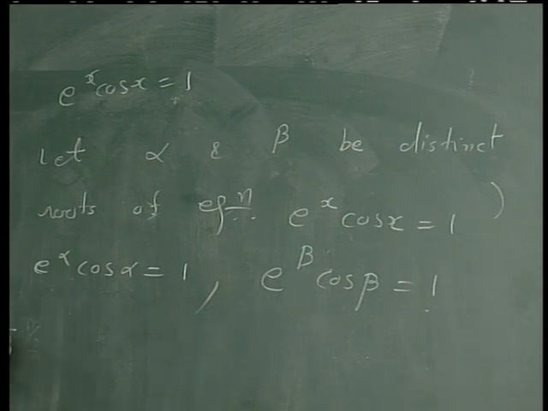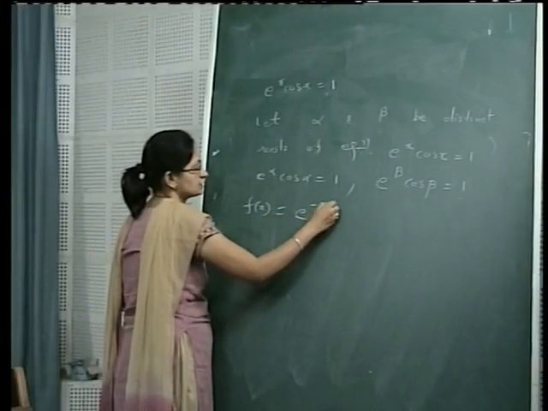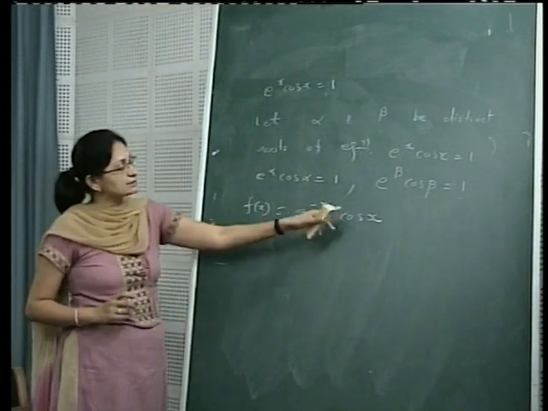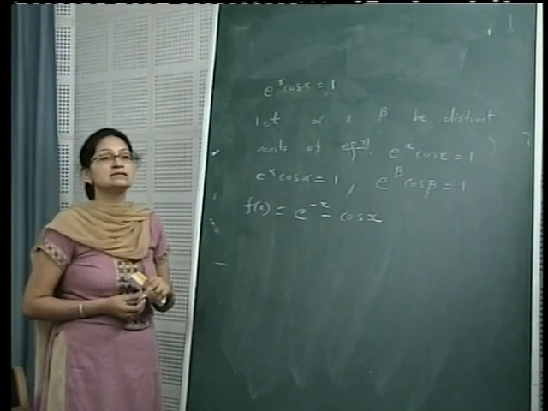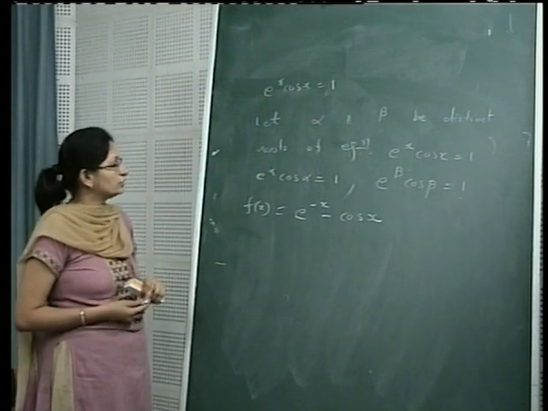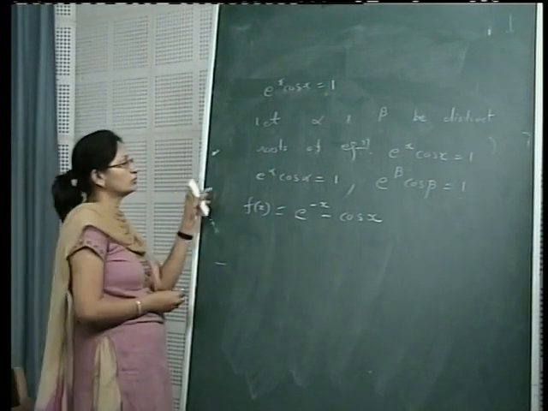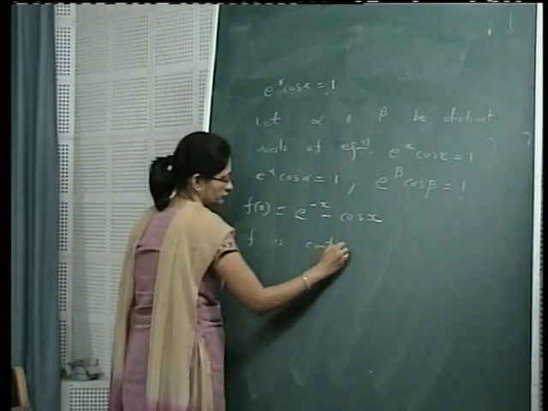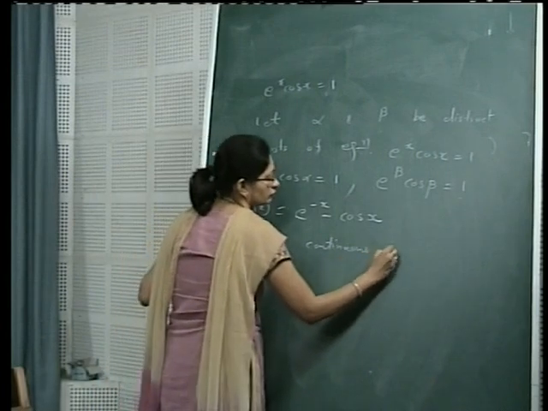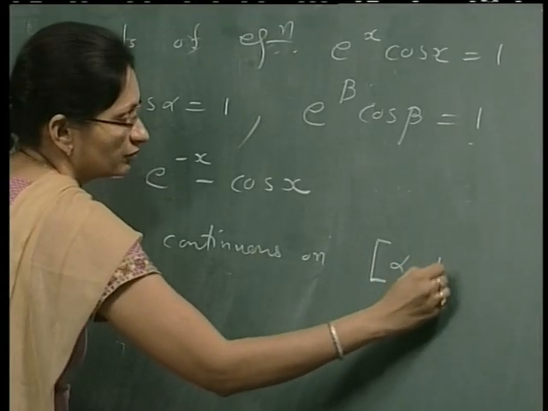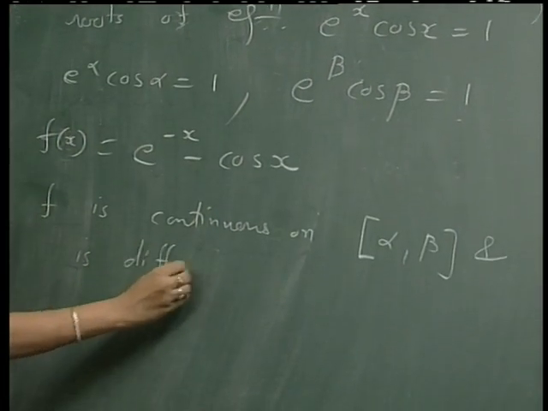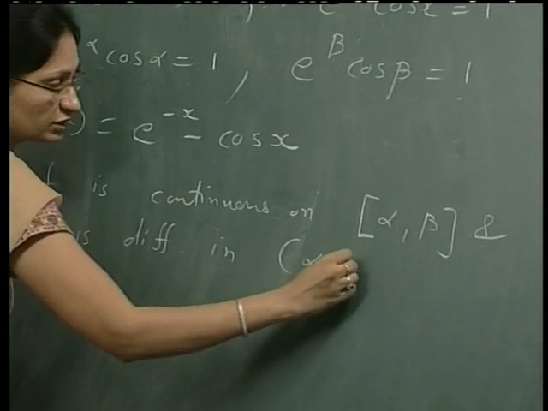Now define the function f x as e raised to minus x minus cos x. Now since e raised to minus x and cos x both are continuous and differentiable functions on R, f is continuous on the closed interval alpha beta and is differentiable in the open interval alpha beta.